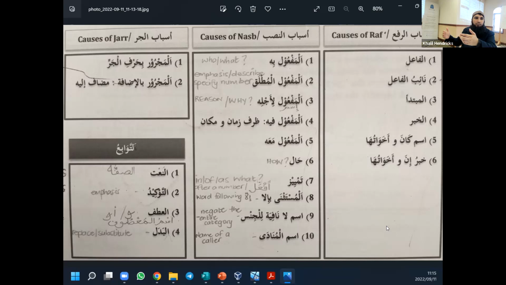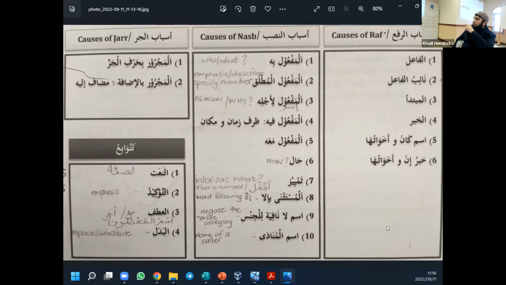And the ismul mawsul must have a silatul mawsul, right? A sentence, either a jumla ismiya or jumla fi'aliya or something like a jumla that qualifies it. Right? That's all that is. So then we move on to the last four.